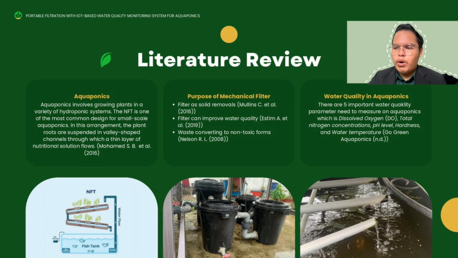For water quality in aquaponics, there are 5 important water quality parameters that need to be measured in an aquaponic system, which are dissolved oxygen, total nitrogen concentration, pH level, hardness, and water temperature.